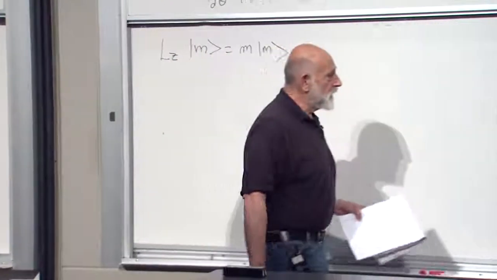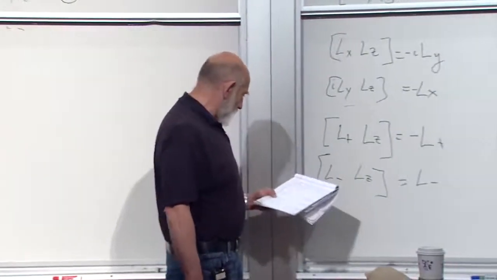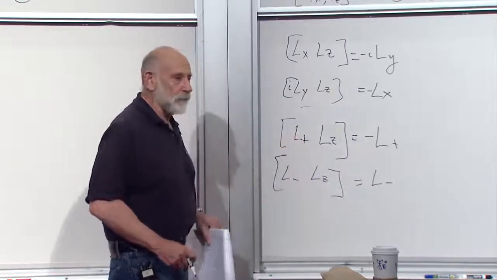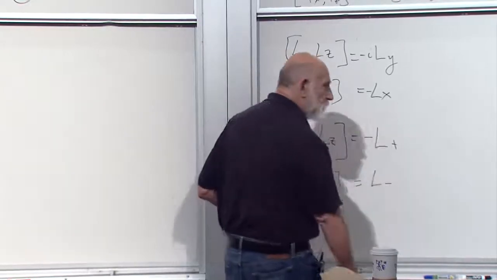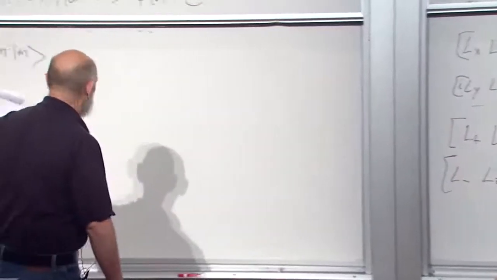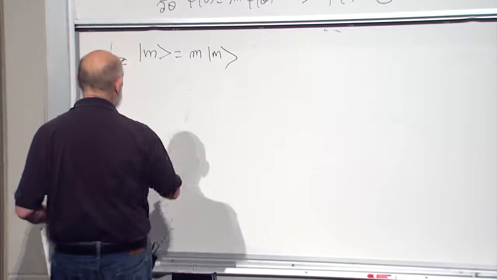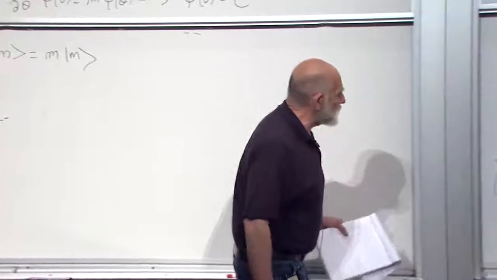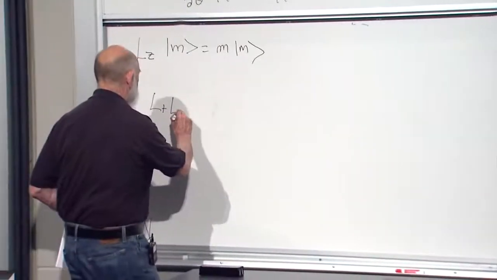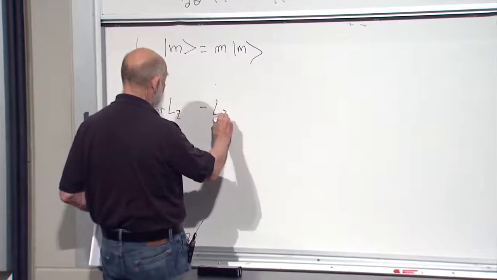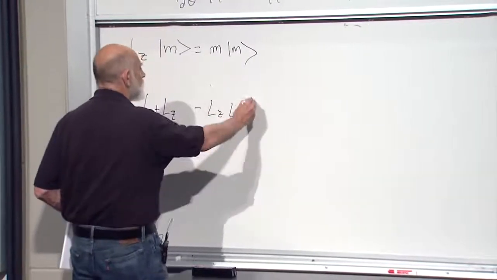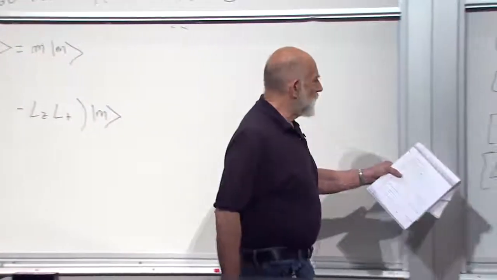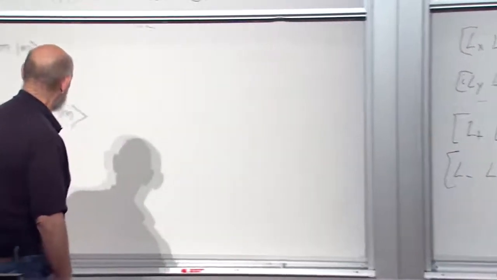We're going to do it by applying one of these equations. Which one are we going to do? L plus. Let's do L plus. We're going to take this equation for L plus and multiply it by the eigenvector m. So let's work it out. L plus Lz minus Lz L plus, that's the commutator, acting on the vector m is equal to minus L plus acting on the vector m.